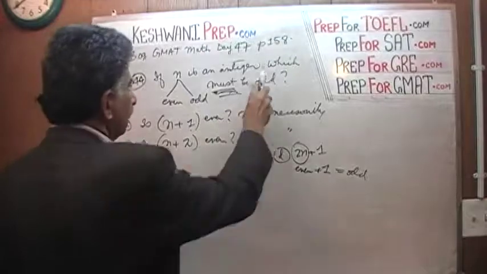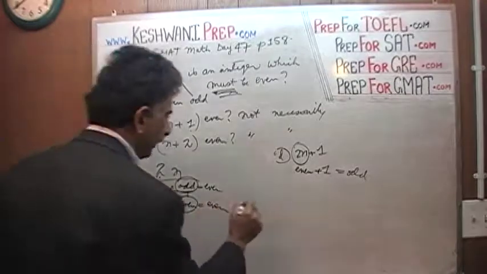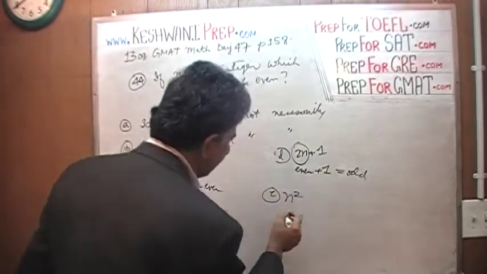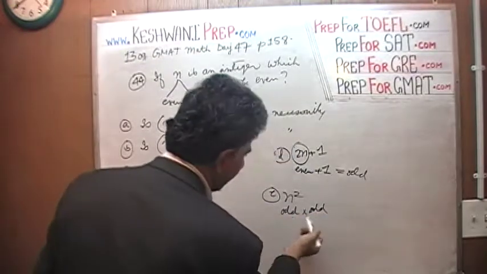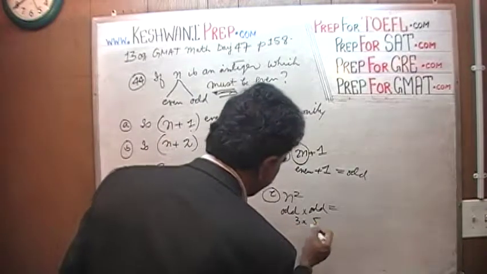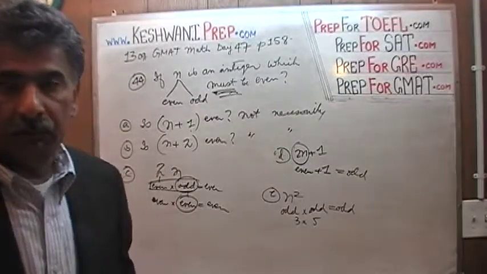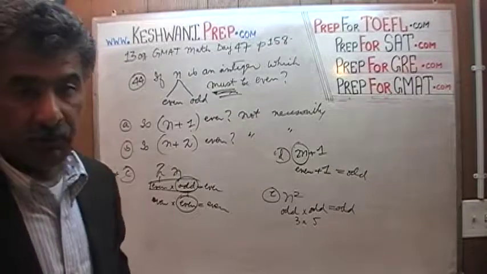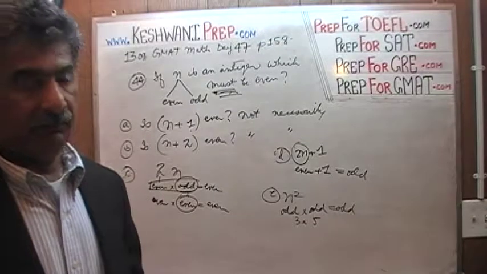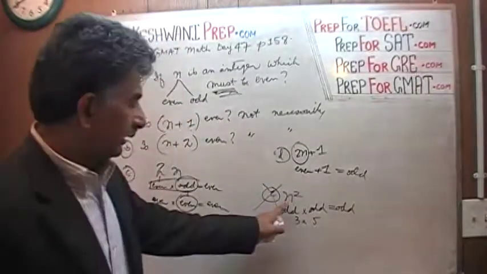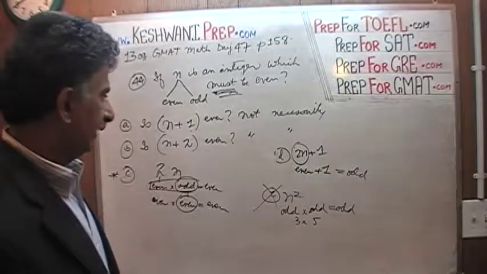And finally, we have n squared. The problem with n squared is that if n happens to be odd, then odd times odd, because it's being squared, it's the same number. Odd times odd, 3 times 5 is 15, which is odd. But if n happens to be even, then even times even is even. So it depends on the n. If n is even, then n squared is going to be even. But if n happens to be odd, then n squared is going to be odd. So here, the question is: is n squared even? To which the answer is not necessarily. Just like before, not necessarily.